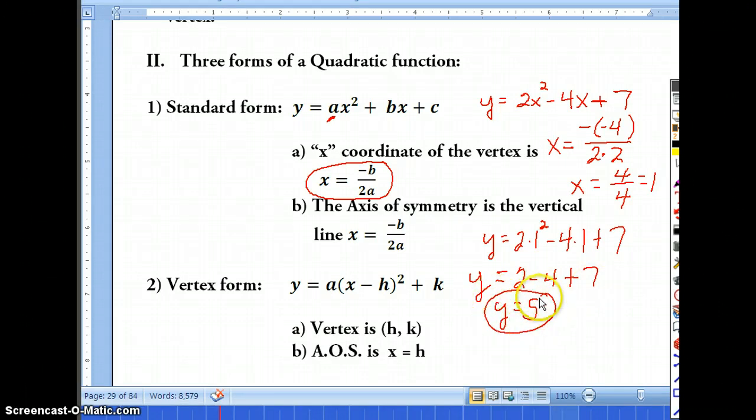So if I asked you to find the vertex for this quadratic function, you use minus b over 2a to get the x-coordinate, substitute that value in, and get the y value. And so for this particular example I just made up here, your vertex would be x is 1, y is 5.